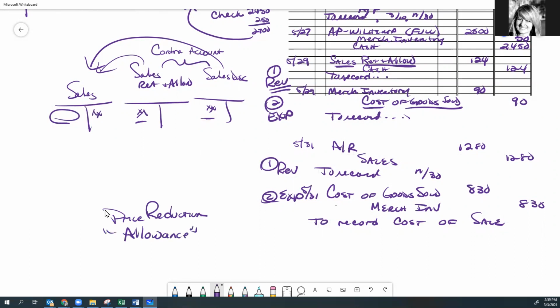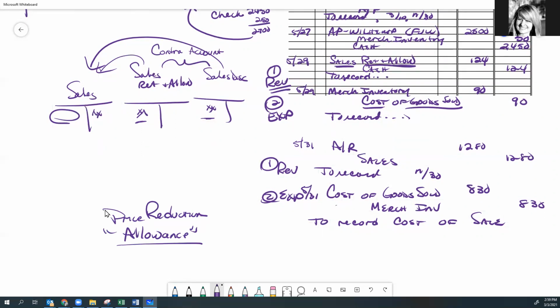So let's say we gave $100 allowance for the fact that this merchandise wasn't quite up to snuff. So we're going to give them an allowance. Unlike a merchandise return, when we had a return, we had 2 journal entries. Why? Because we had to record the fact that we got the merchandise back.